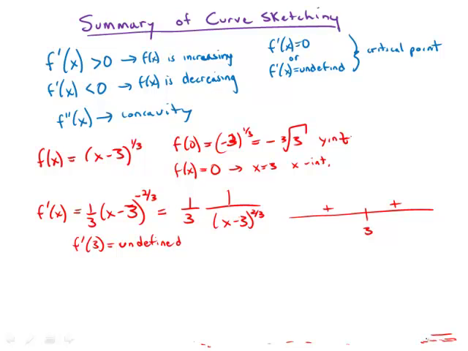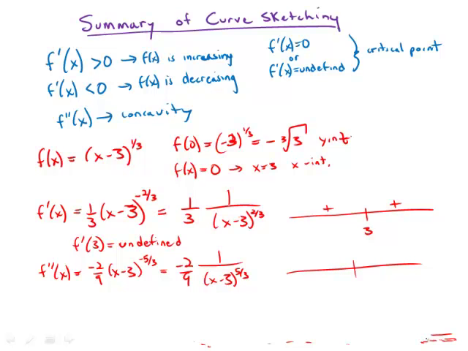So right away that suggests that at 3, whatever is going on at 3, it's neither a maximum nor a minimum. Well, now we'll take a second derivative, and this will be negative 2/9 (x minus 3) to the negative 5/3. And we can rewrite this as negative 2/9 and then 1 over (x minus 3) to the 5/3. And of course, this is also undefined when x equals 3.